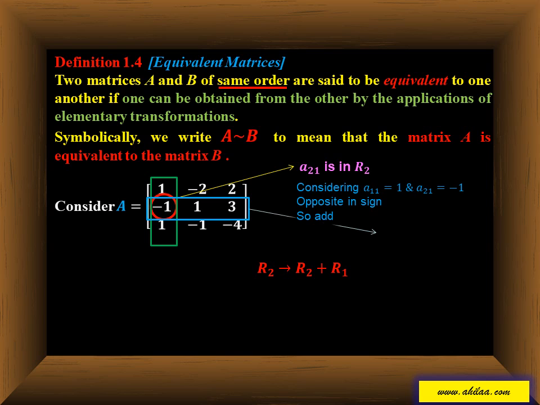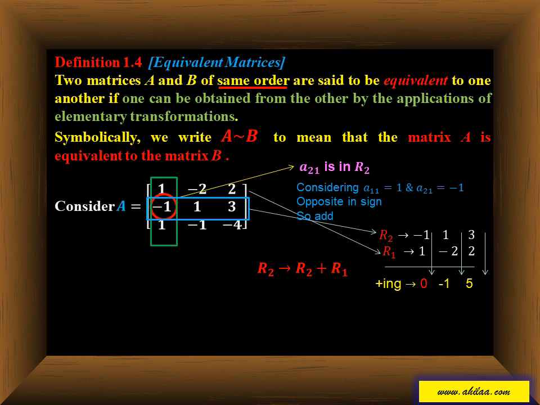elements in the rows. Now consider R2. The elements in R2 are minus 1, 1, 3. And that of R1 are 1, minus 2, 2. Now I add all these elements. So minus 1 plus 1 is 0. 1 minus 2 is minus 1. 3 plus 2 is 5. Thus I am getting that particular element 0.